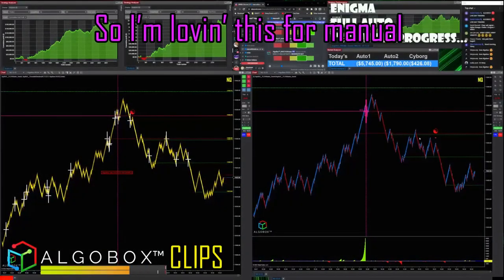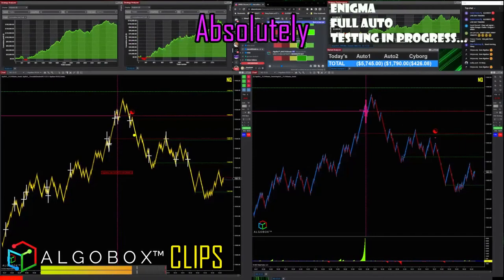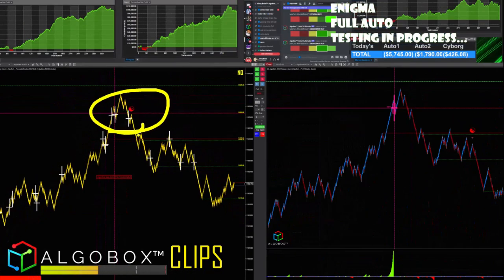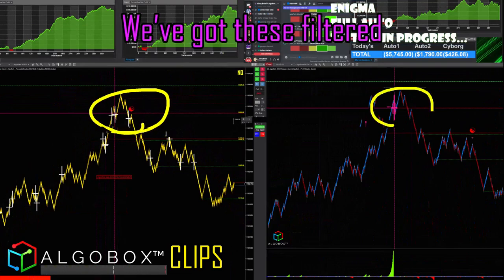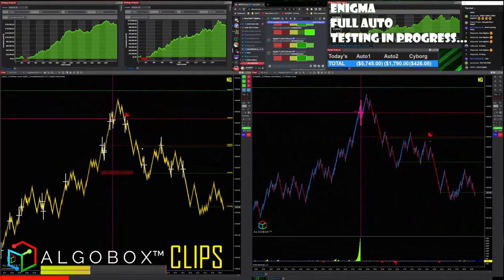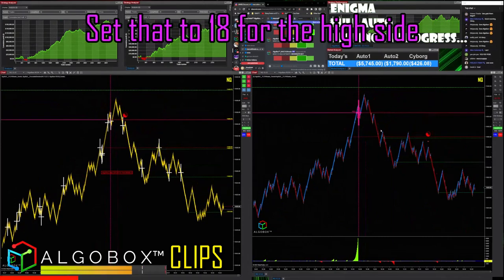So, I'm loving this for a manual. Absolutely, I love it. We've got these filtered. If you guys have these filtered, I talked to you guys about the other day. Set that to 18 for the high side.